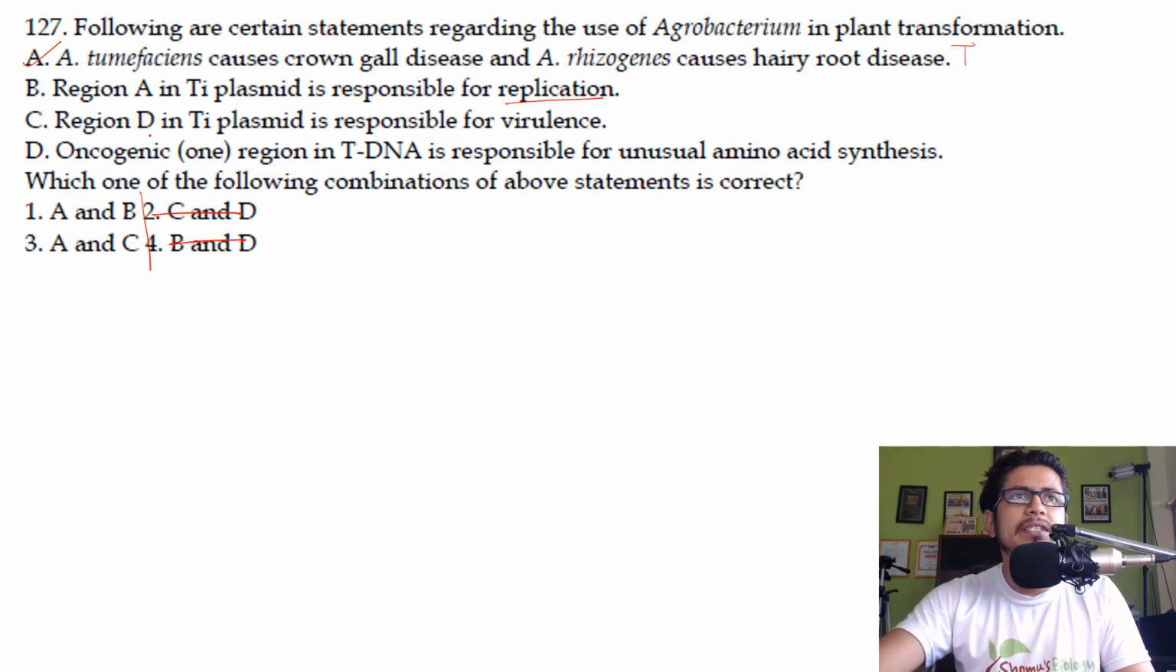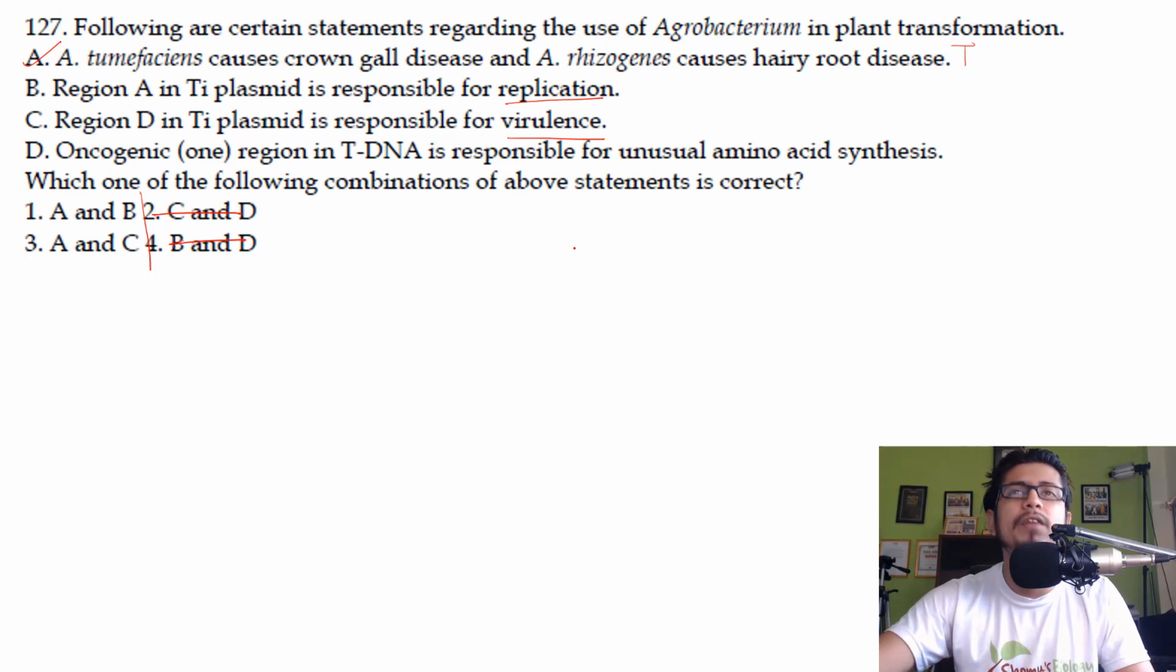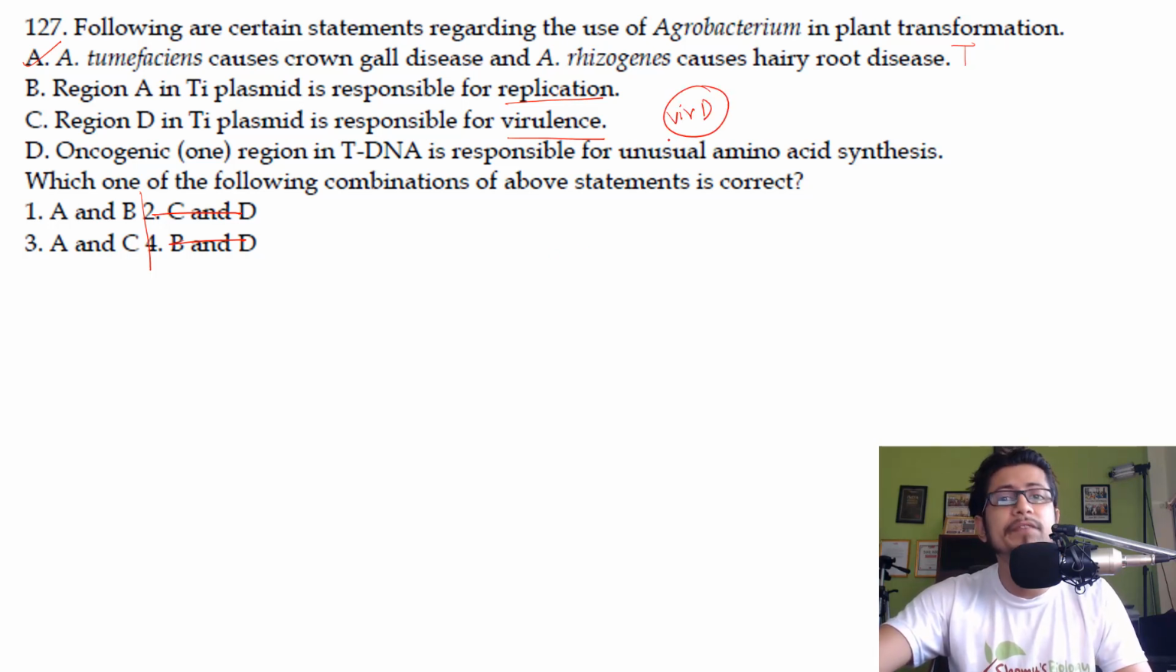And statement C, region D in the TI plasmid is responsible for virulence. Now you need to know the structure of the TI plasmid, and if you recall the structure of TI plasmid, we always write vir D genes, and there are different types of vir D, 1, 2, 3, 4, 5, 6, 7. So D obviously gives rise to the virulence, and that is the region D. So if we know that the region D is associated with virulence, then we can select that option 3 is the correct one and 1 is wrong.